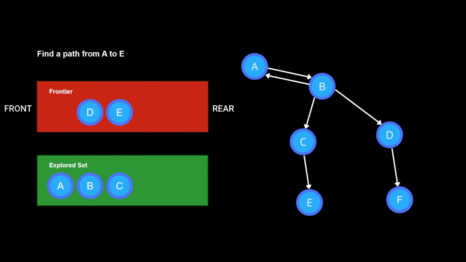Frontier is not empty. Remove node D from the frontier. Node D does not contain the goal state. Add node D to the explored set. By expanding node D, we get node F as resulting node. Node F is not already in the frontier or the explored set. So add node F to the rear of the frontier.